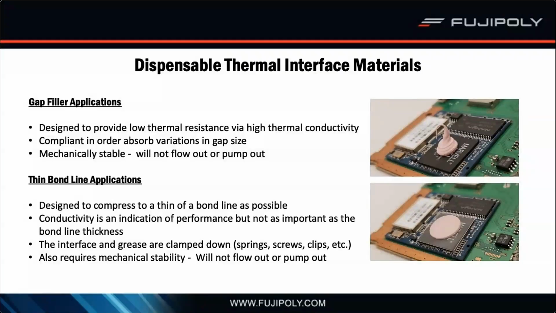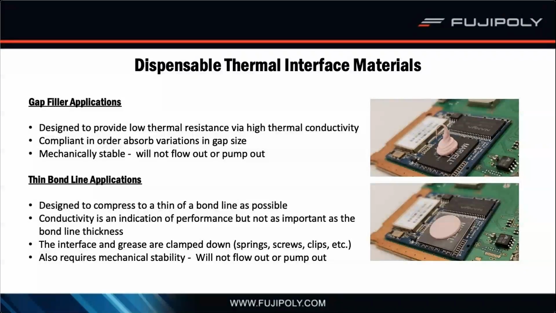The other type is thin bondline applications. With these, typically our goal is to break down the contact resistance. These applications usually have the heat generating component in direct contact with the heatsink, so almost no gap. But because of surface roughness, there'll be a high thermal resistance here. So the thermal interface's job is simply to break down that contact resistance, and it does this by filling in all the microscopic imperfections and the pores that you find in the surface of components and heat sinks.